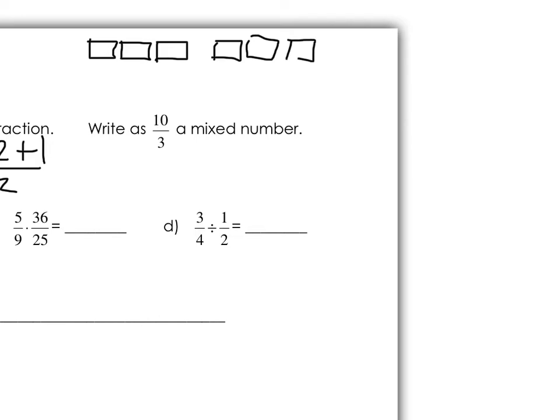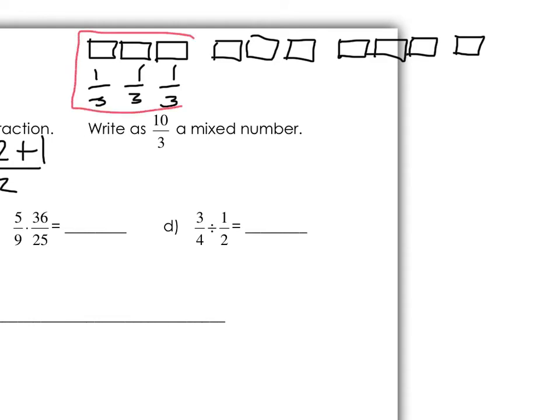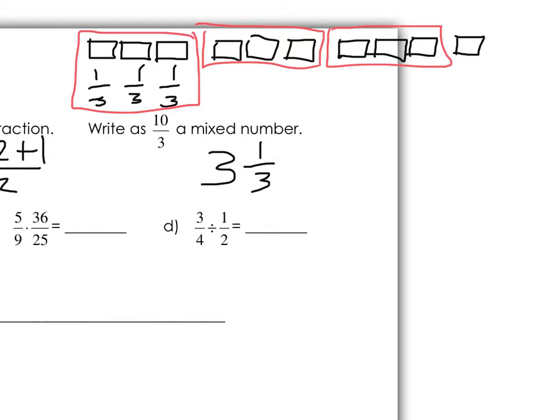Notice that if we put 3 of those pieces together, we get a whole. This is 1/3, 1/3, 1/3. Put them together and you get a whole. So this will be our whole. This will be a whole. This will be a whole. And you have one little piece left over. So our answer is going to be 3 wholes and that one little piece left over.